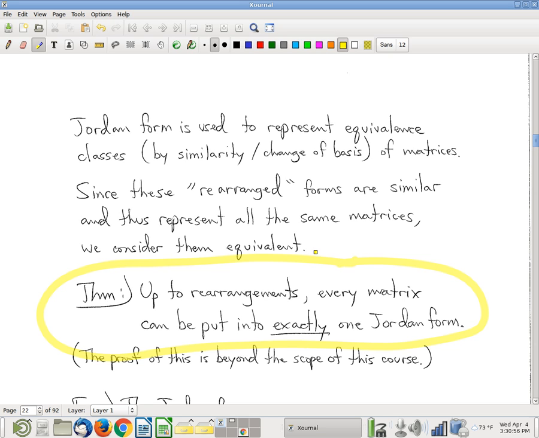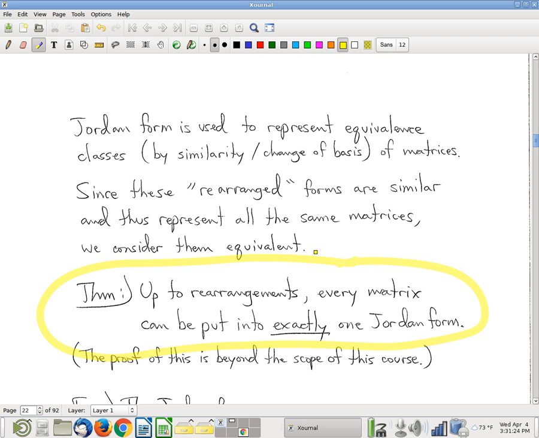It says that if you give me two Jordan forms that are similar, they are in fact rearrangements of each other. In other words, rearrangements are the only different kinds of similar Jordan form matrices. So any two Jordan form matrices, if they're similar, they have to be rearrangements of each other.